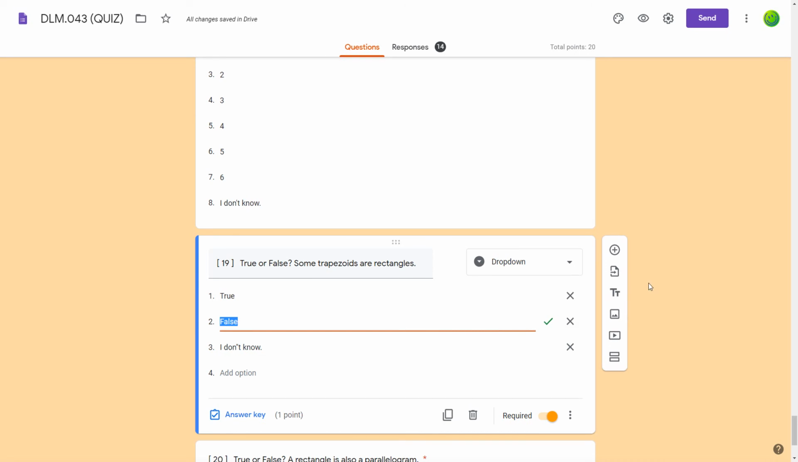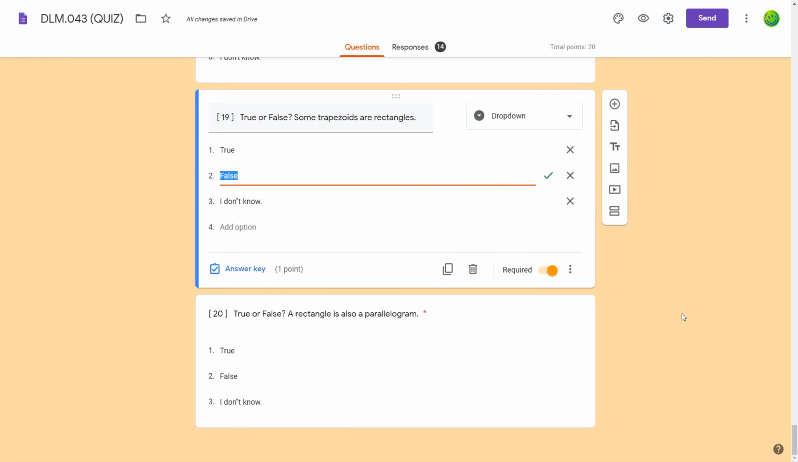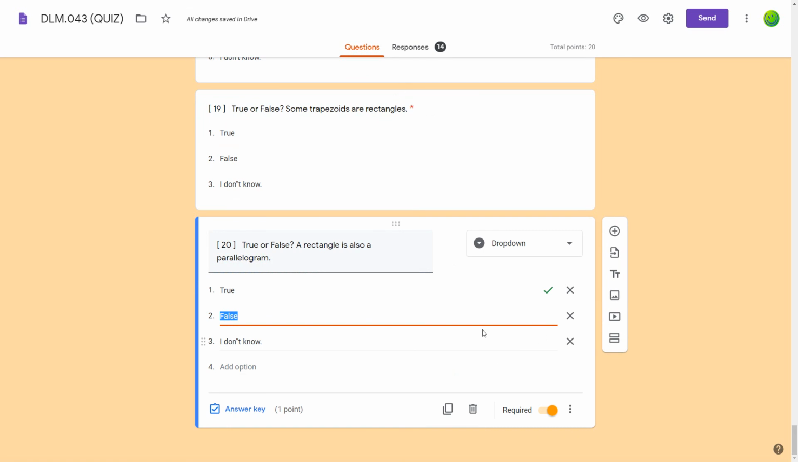So, true or false, some trapezoids are rectangles. That's false. We talked about that before. Some parallelograms are rectangles, or rectangles are parallelograms, but not trapezoids. Trapezoids have only one side of parallel lines. The other ones are not, so they can't be rectangles. That's false. And true or false, a rectangle is also a parallelogram. We talked about that. That is true, because a rectangle has opposite sides that are parallel, and so is a parallelogram.